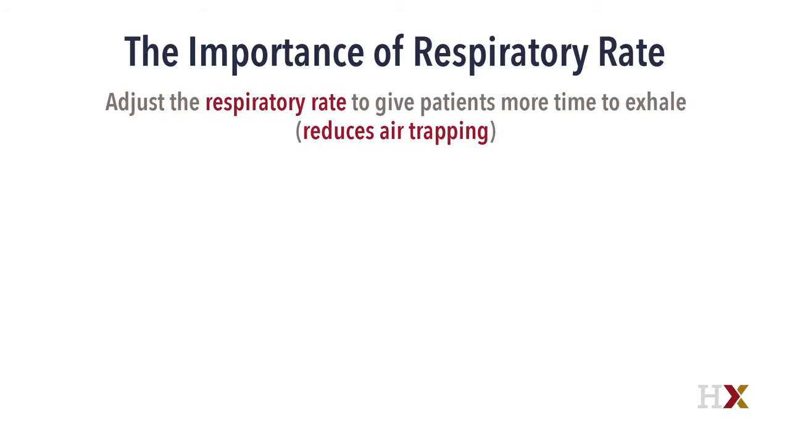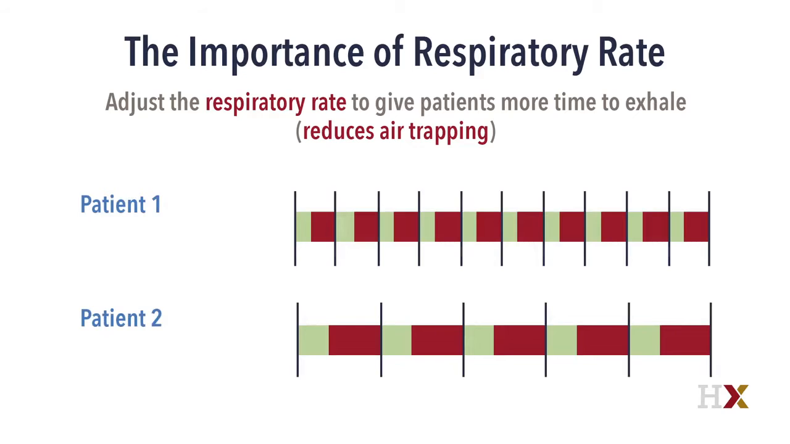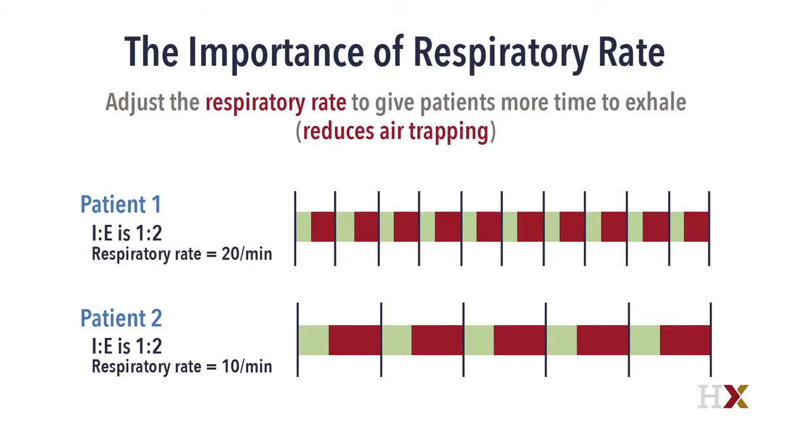One of the most important factors to address in a patient who is being ventilated with obstructive lung disease is the respiratory rate. There are many ways to increase the time for a patient to exhale, but the respiratory rate is the most efficient. That's illustrated by the diagram here. Here, two patients are set with the same inspiratory to expiratory ratio of 1 to 2. Yet one patient is being ventilated with a respiratory rate of 10, where the other patient is being ventilated with a respiratory rate of 20.